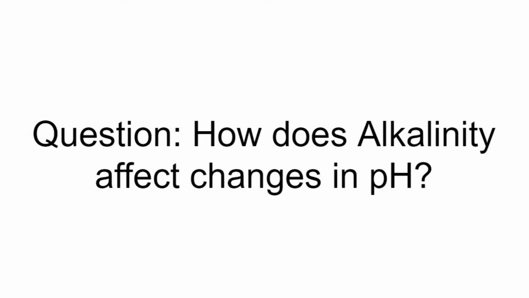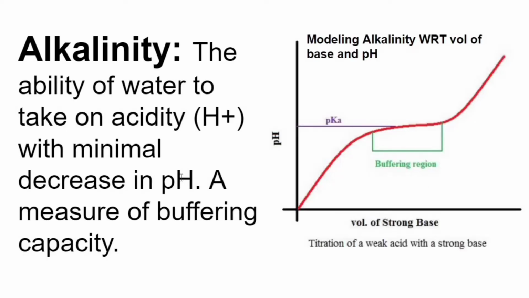In order to answer that question, we're first going to look at the definition of alkalinity and alkalinity with respect to sodium bicarbonate and pH. Alkalinity is the ability of a water to take on acidity or a base with minimal decrease in pH. It's also considered a measure of buffering capacity. And so you may be asking yourself, what is buffering capacity?